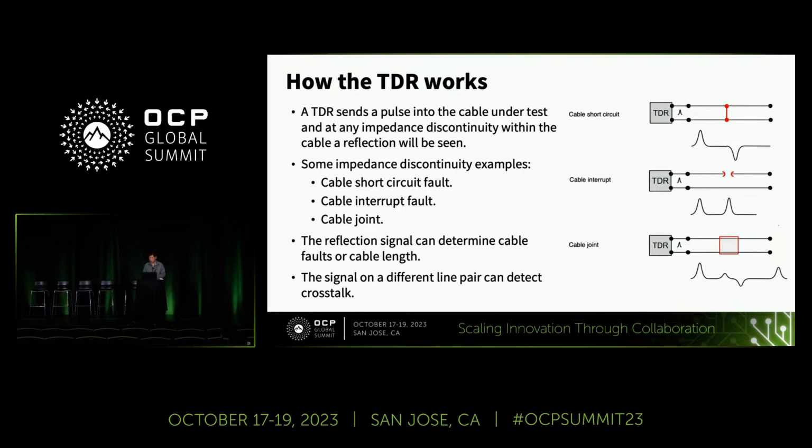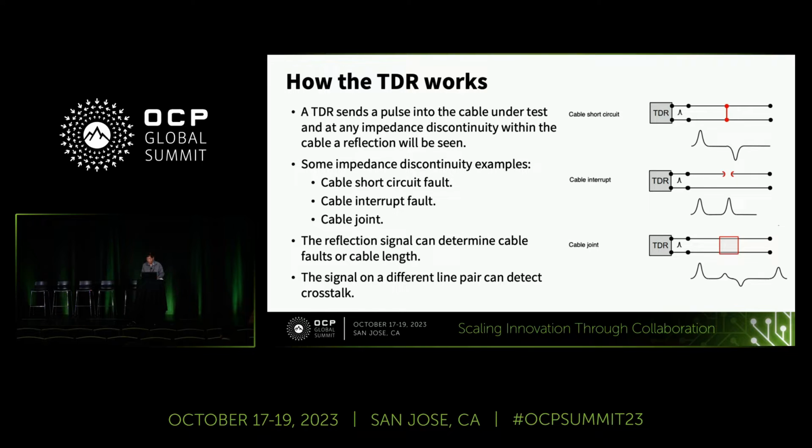TDR sends a pulse into the cable under test, and at any impedance discontinuity within the cable, a reflection will be seen. Some impedance discontinuity examples are shown on the right side: a cable short circuit fault, a cable open circuit fault, and a cable joint. The reflected signal wave depends on the discontinuity type. So from the reflected signal, we can determine the cable faults or cable lengths.